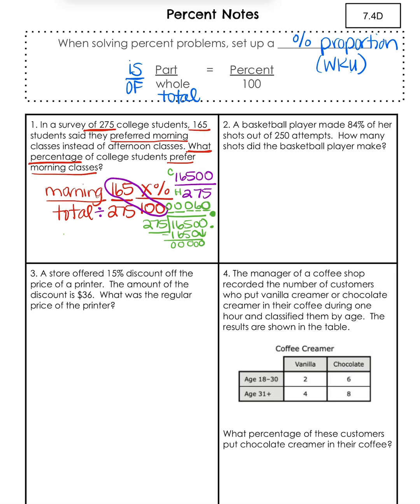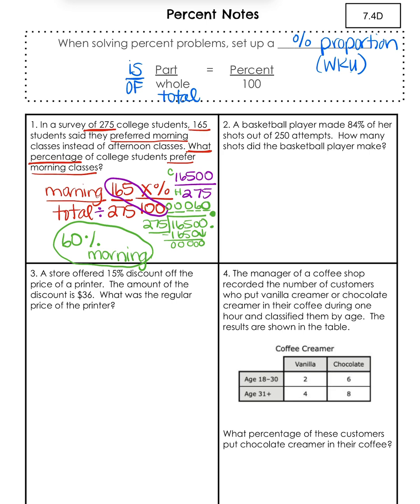So 60% prefer morning classes. And that is my percentage. Don't fall for picking the numbers in the problem. Remember, that's a Joe Schmo. So my answer will never be like 165 or 275 because those numbers are in my question. Remember, anytime it says what percent, we need to use a percent proportion. So 60% preferred morning classes.